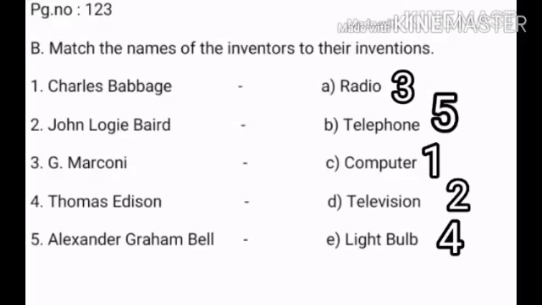Fourth one, Thomas Edison. The answer is light bulb. Fifth one, Alexander Graham Bell. The answer is telephone.